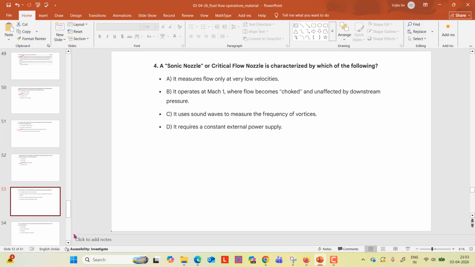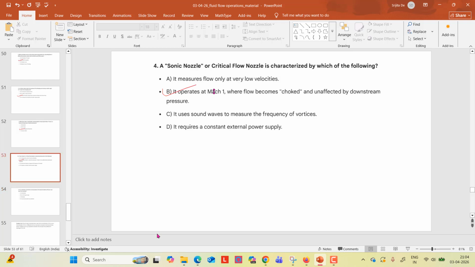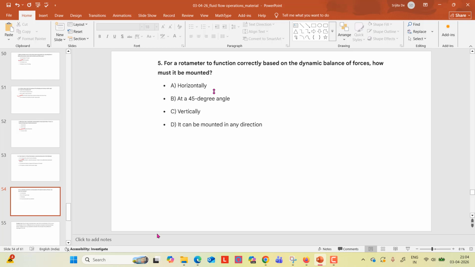A sonic nozzle or critical flow nozzle is characterized by which of the following? It operates at Mach number 1, where flow becomes choked and unaffected by downstream pressure. In the last class, we talked about the Mach number and compressible gas, so go through that. For a rotameter to function correctly based on the dynamic balance of forces, how must it be mounted? It is mounted in a vertical position.